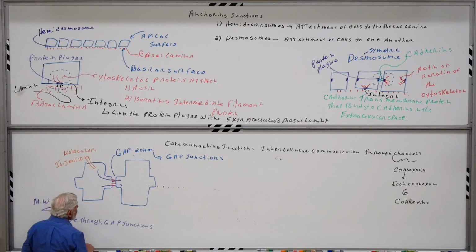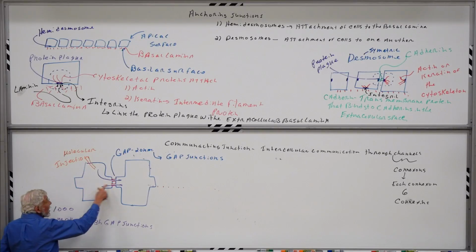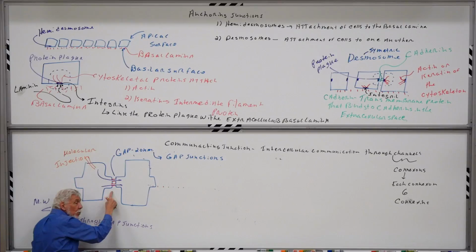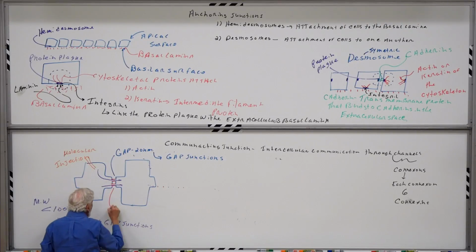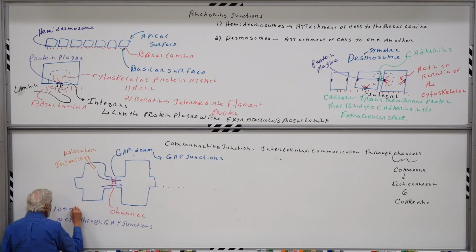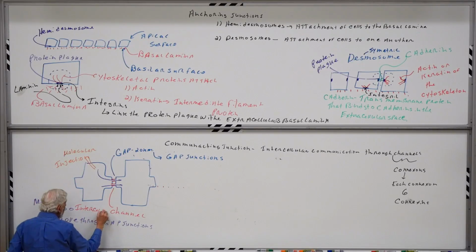They then began to realize that these protein bridges were in fact channels. So the idea that they had the protein bridges, followed by the idea that you could inject dyes and have molecules move from one cell to the next, indicated that these protein bridges are a kind of channel. They're a kind of intercellular channel.